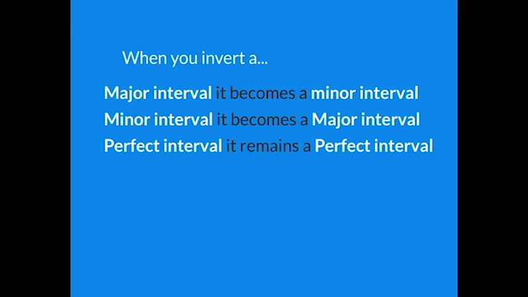When you invert a perfect interval, it remains a perfect interval. So this is like our third example where we had a perfect fourth that was inverted and became a perfect fifth. And finally, when you invert a tritone, it remains a tritone. So in our last example, we had a tritone that was written like a fourth, and it was inverted, and it became a tritone that was written like a fifth.